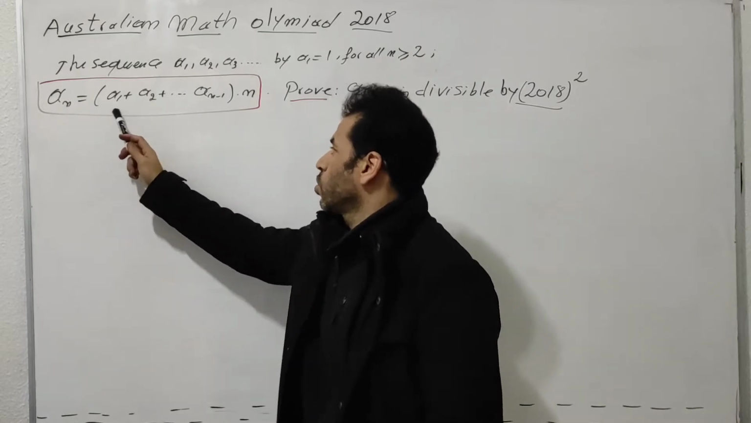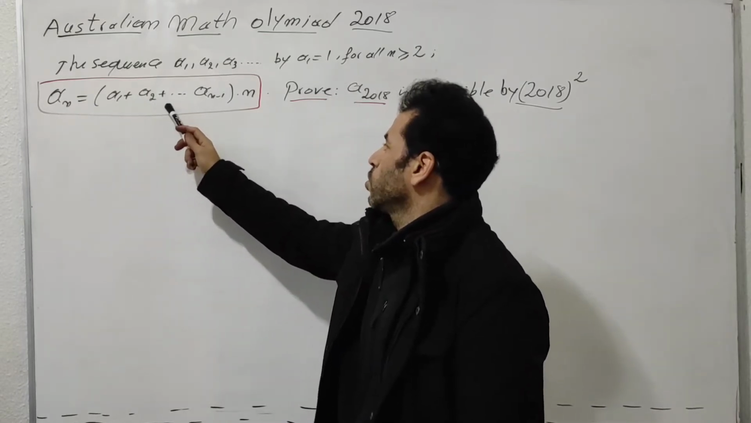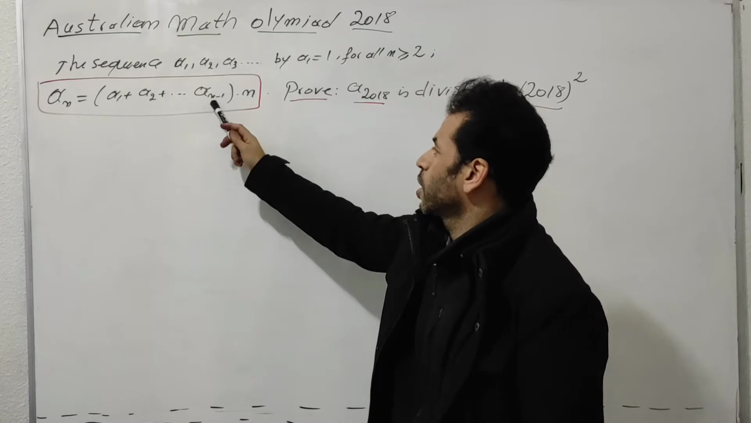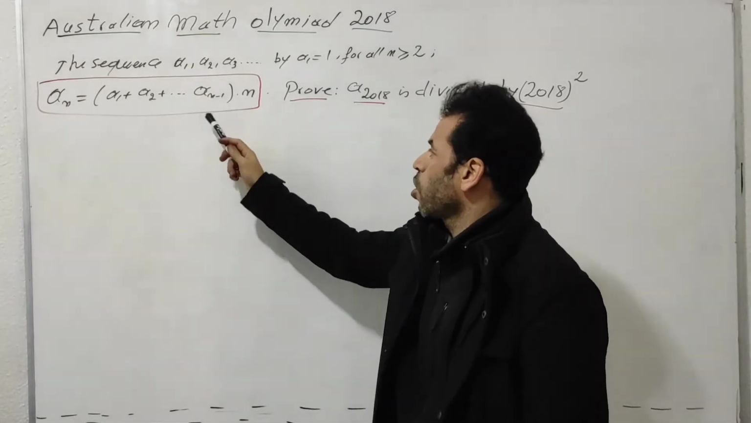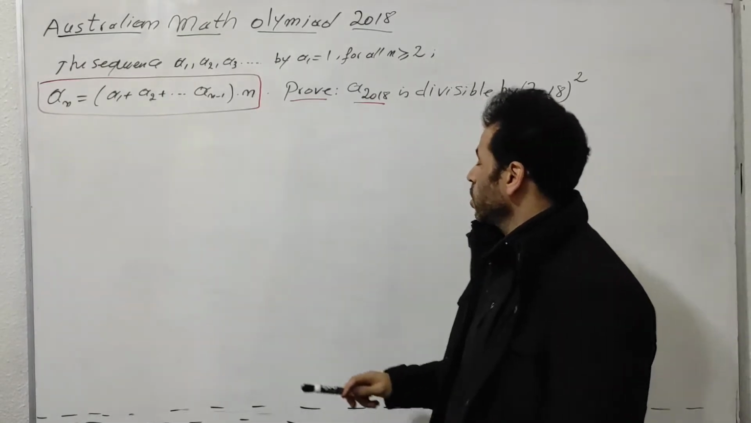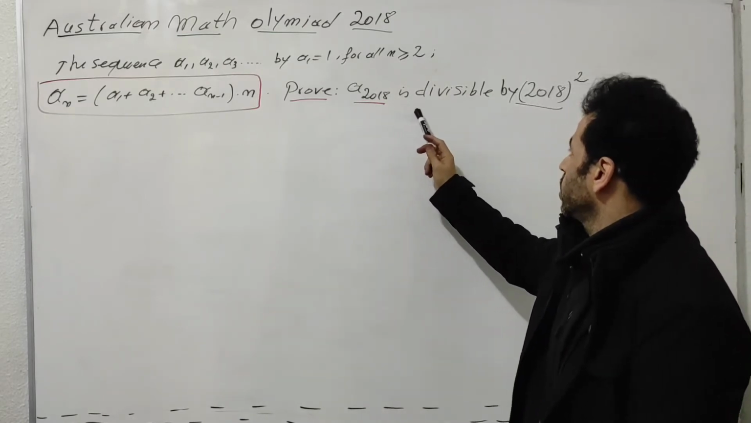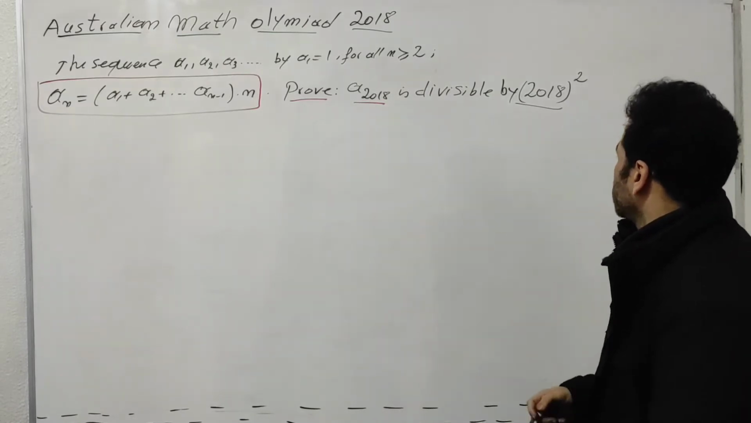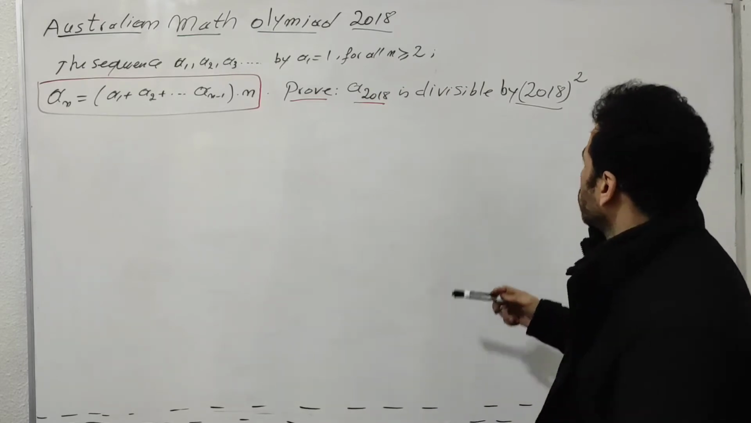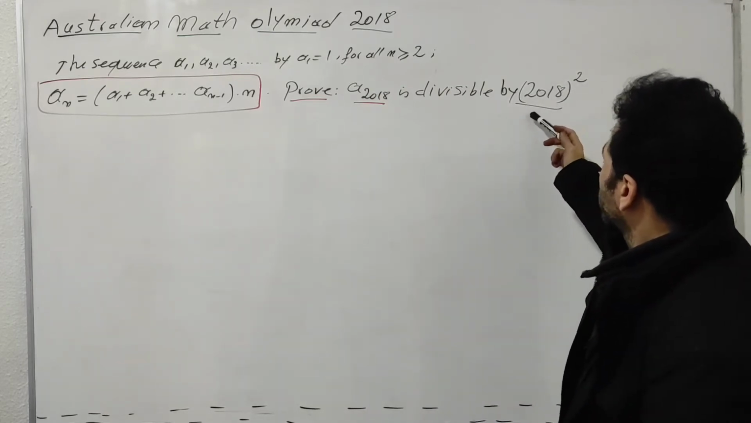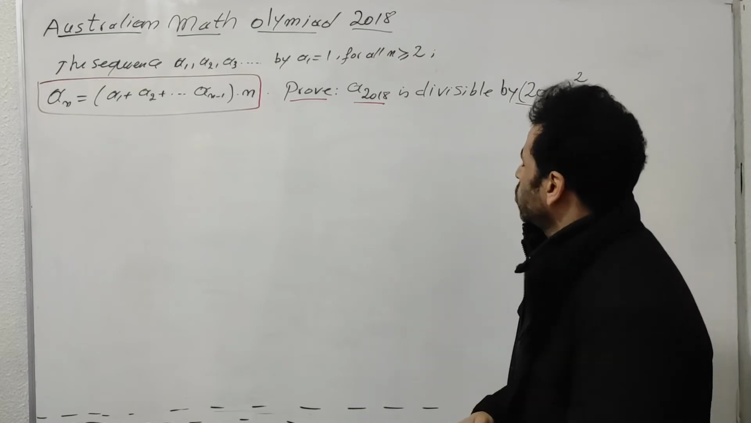We have a sub n equal to a sub 1 plus a sub 2 and so on until you get the last term a sub n minus 1, and the whole thing is multiplied by n. The question: prove a sub 2018 is divisible by 2018 squared. In other words, 2018 squared divides a sub 2018.